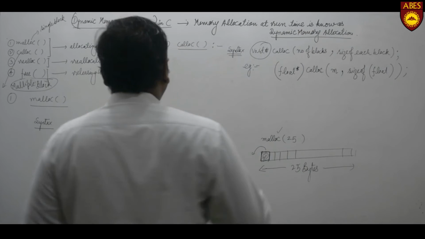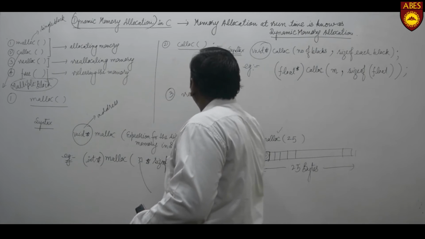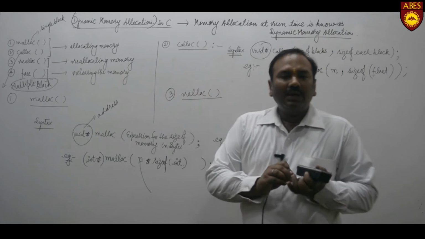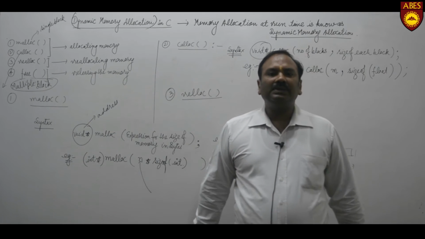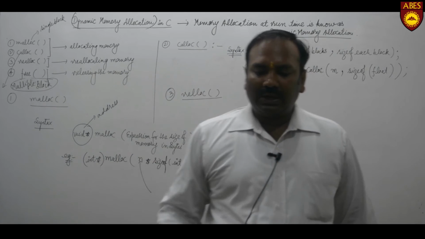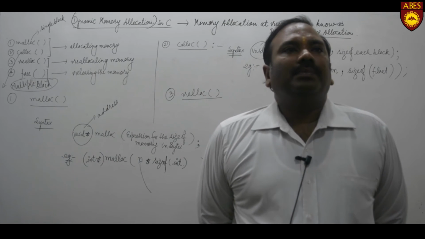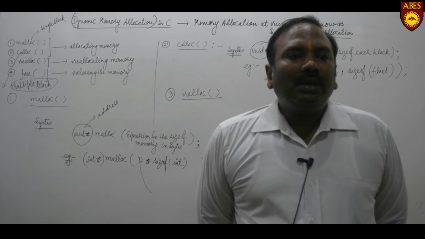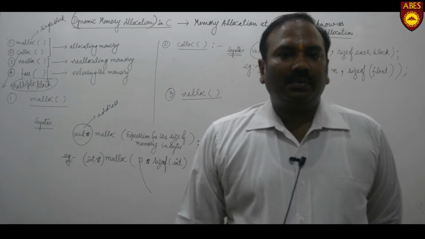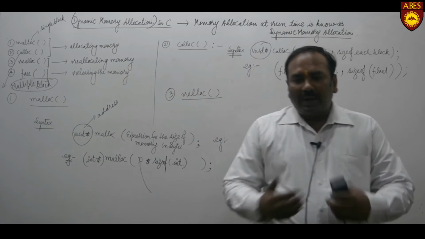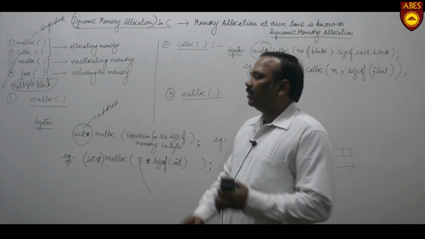Now the third function is realloc. The realloc function is used for reallocation of memory. It means if memory is not sufficient, or not up to date, as allocated by malloc or calloc, then we can update that memory. If we want to expand or shrink that memory, then we can use the realloc function.